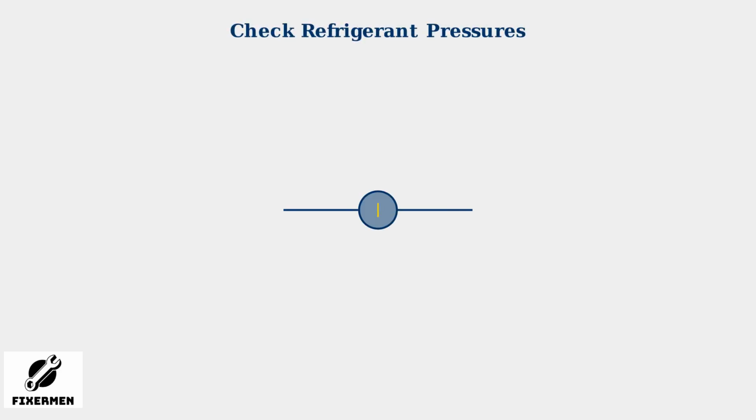Check refrigerant pressures using appropriate gauges. Low refrigerant levels can increase compressor workload, leading to overcurrent. Ensure pressures are within manufacturer specifications.